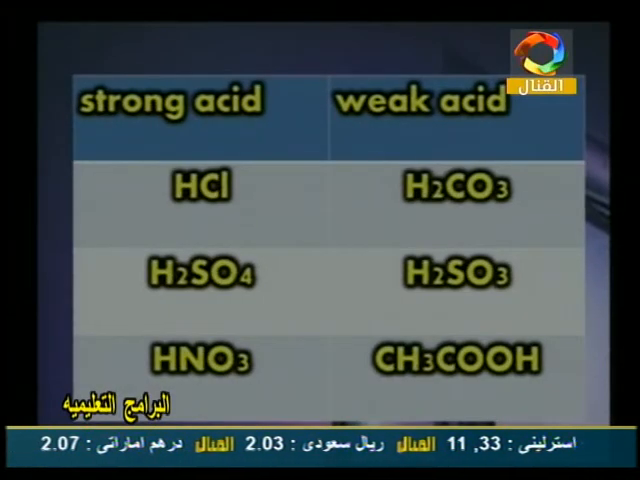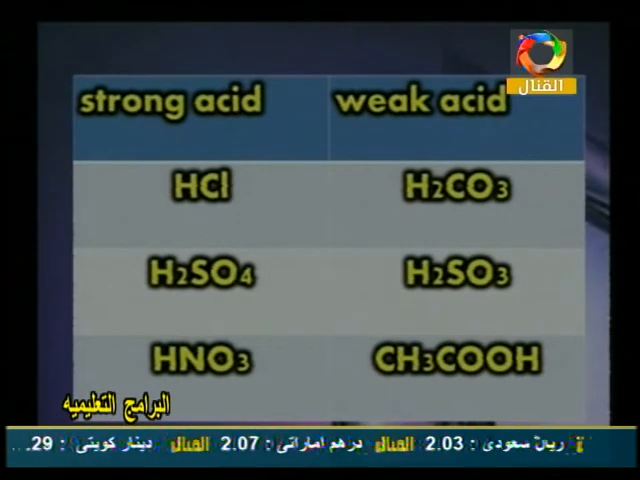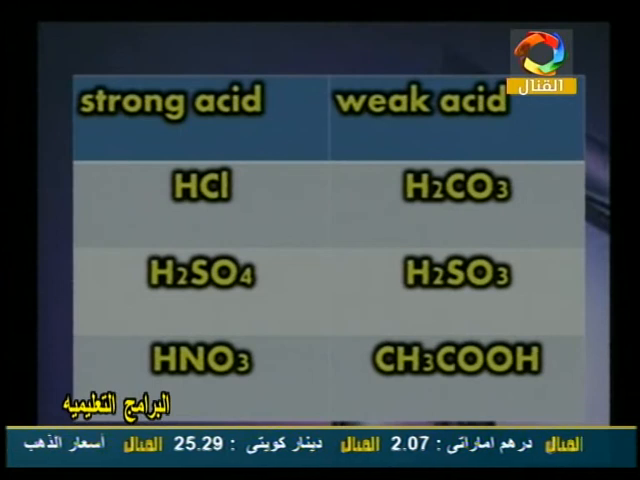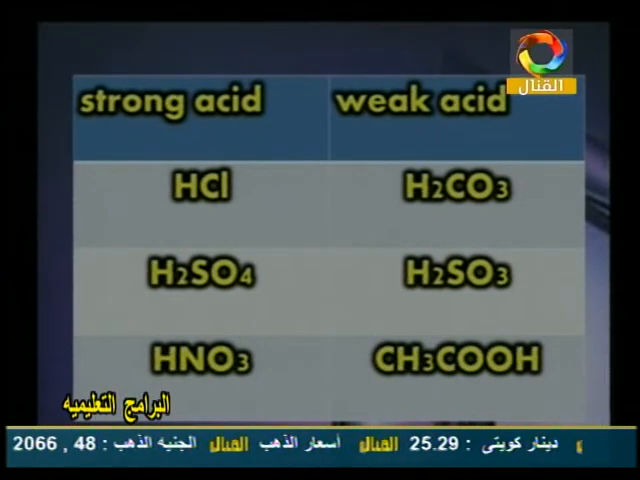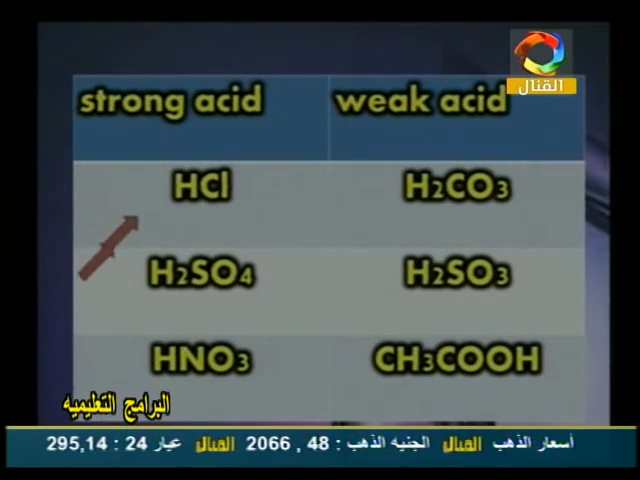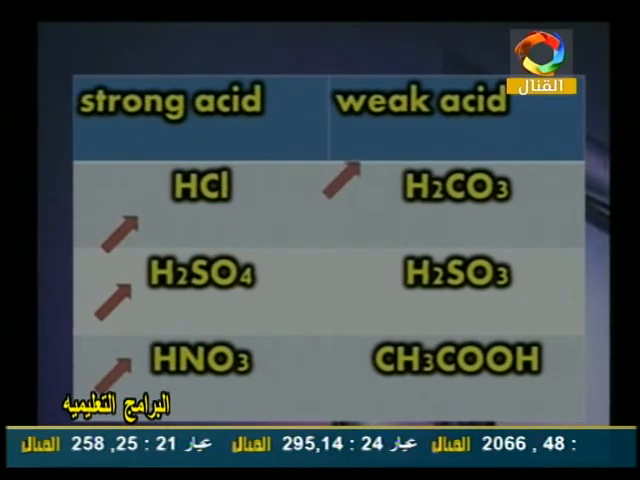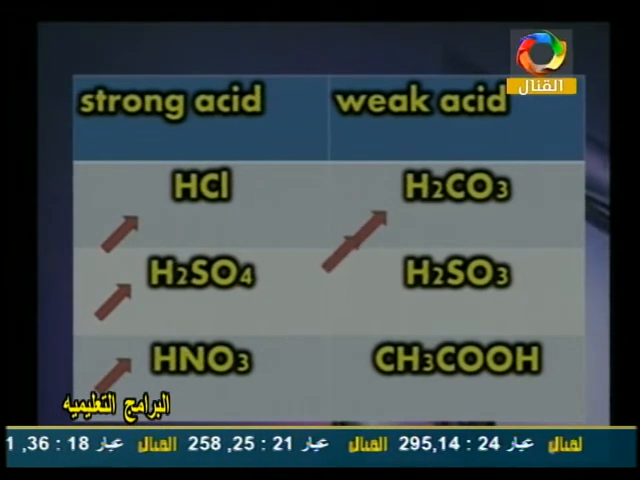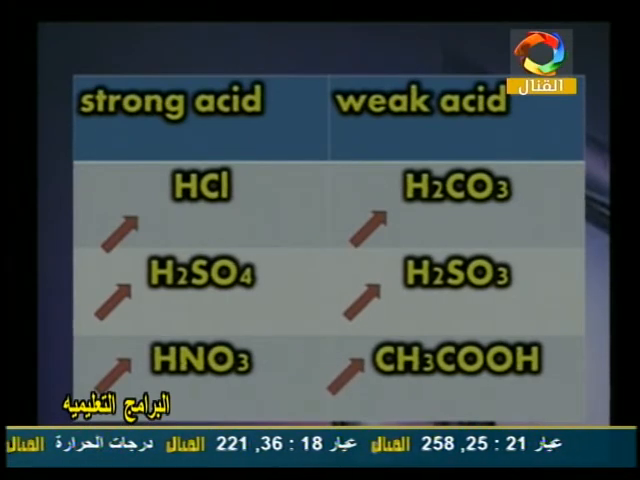Strong acids: HCl, H2SO4, HNO3. Weak acids: H2CO3, CH3COOH. Easy. HCl, sulfuric acid, and nitric acid are strong. Carbonic and acetic are weak.